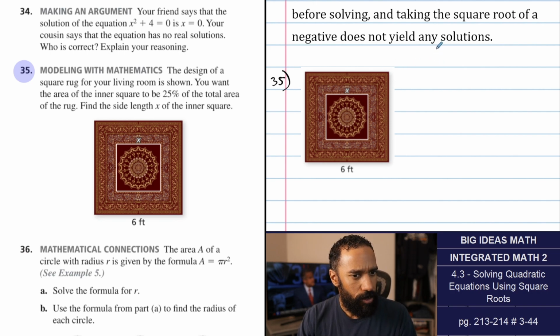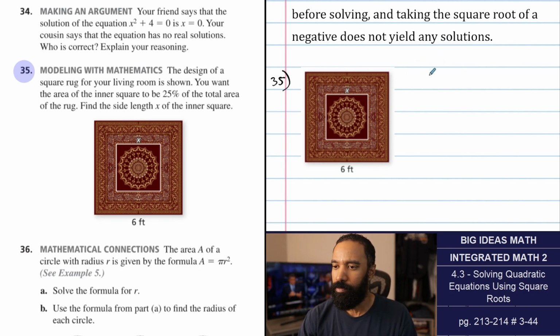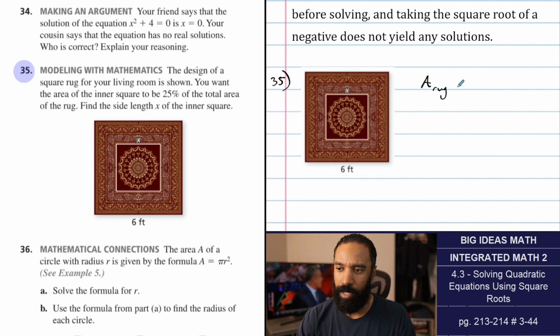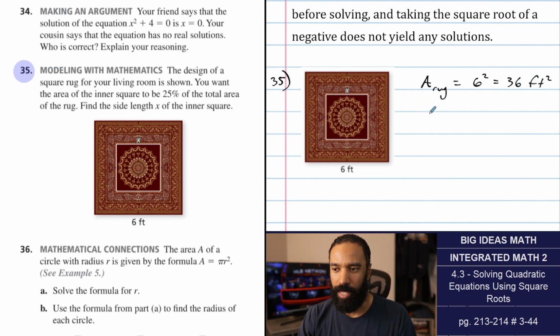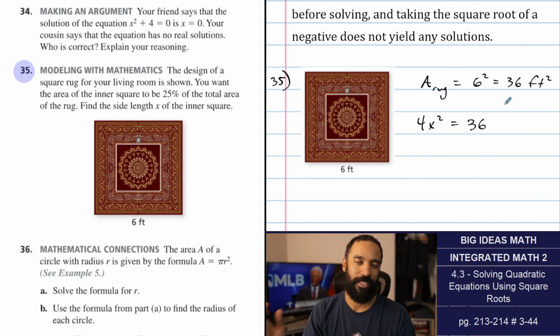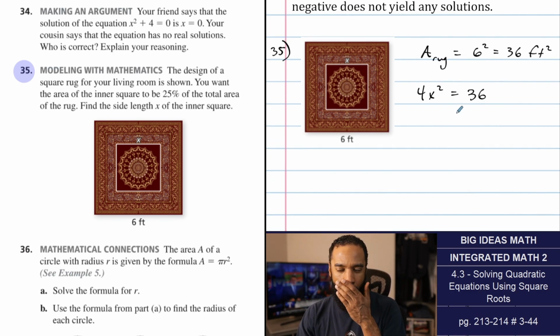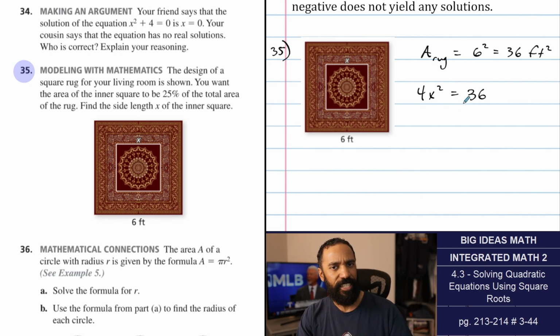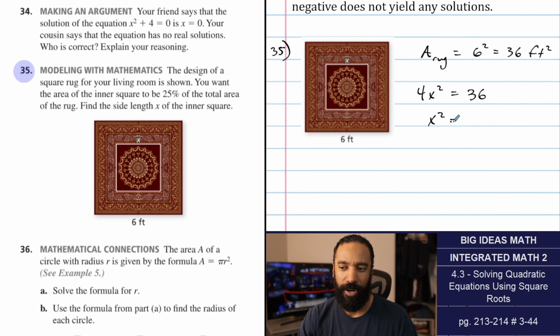So how do they say it? They want it to be 25% of the total area of the rug. So the area of the rug is going to be 6 squared, which is 36 square feet. We want 4 of these x squareds to equal, right? That's 25%, which is a quarter of something, right? So we want 4 of these x squareds to equal the area of the rug, basically. That's our setup. Whether you want to say it like this, or taking 25% is where you divide things by 4 here. I was just thinking in terms of how I can get a setup and then divide.